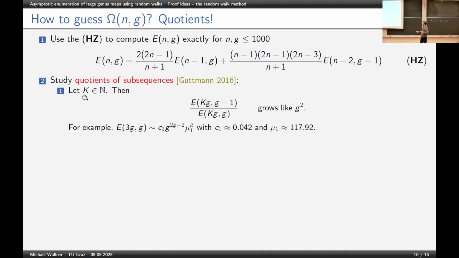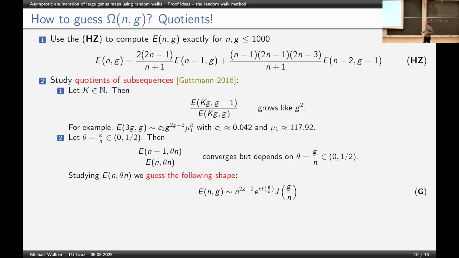Let's fix an integer k, and we look at how the quotient E_{k,g} over E_{k,g-1} grows. Basically, you look at the recurrence along one ray, so 2g, 3g, 4g, and so on, and look at how it grows. And what you conjecture is that it grows like g squared. You can make this a bit more explicit. I show it here for 3g: it grows like this, where you can make quite good guesses on these constants here. It already gives you some clues about what is going to happen.